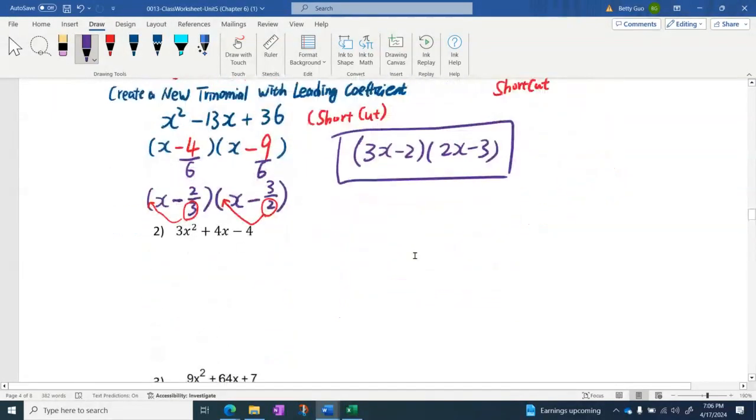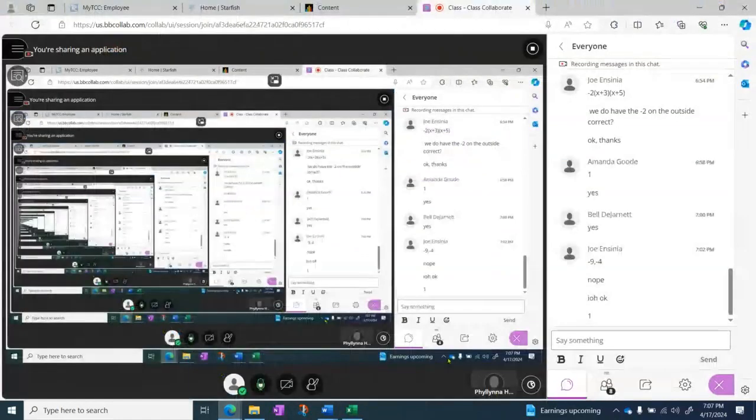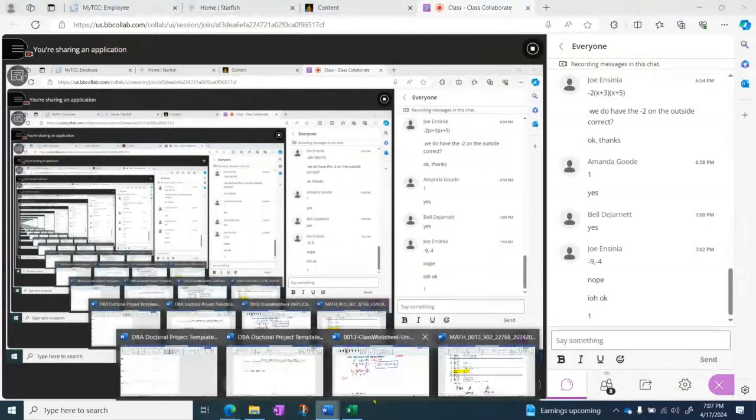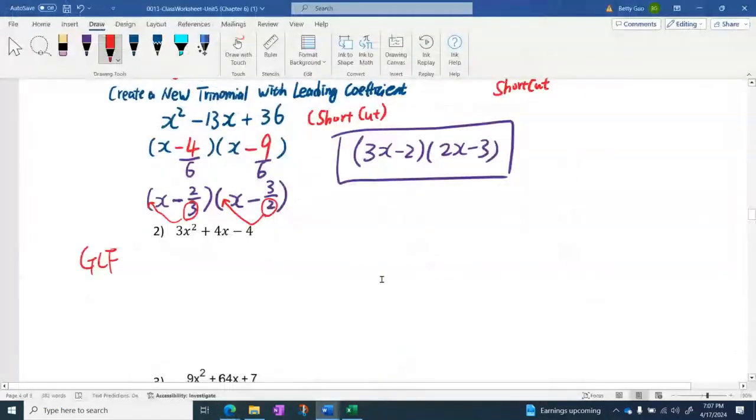Okay, guys. So let me do the second one. Let's do one more time. Number 2, 3x squared plus 4x minus 4. Firstly, let's double check what's the GCF. What's the GCF of this trinomial? 3x squared plus 4x minus 4. 3, 4, 4 is 1, exactly. Thank you, Jill. So there's nothing we can factor out.